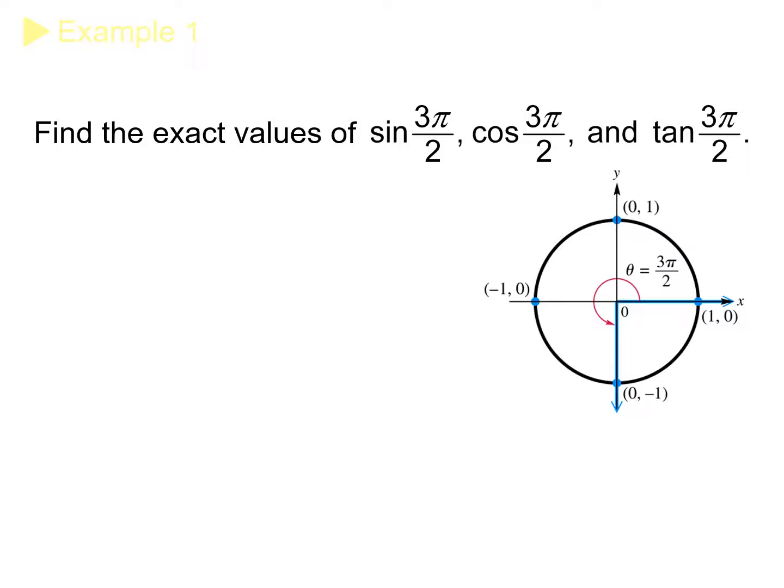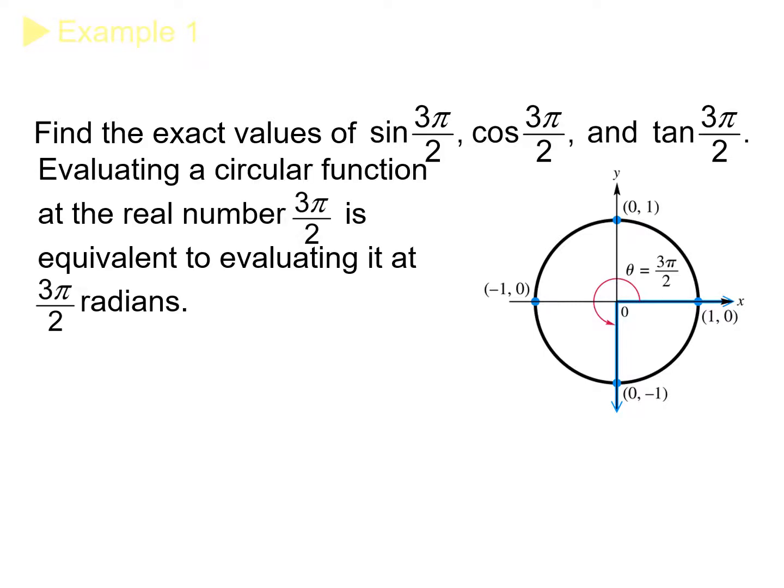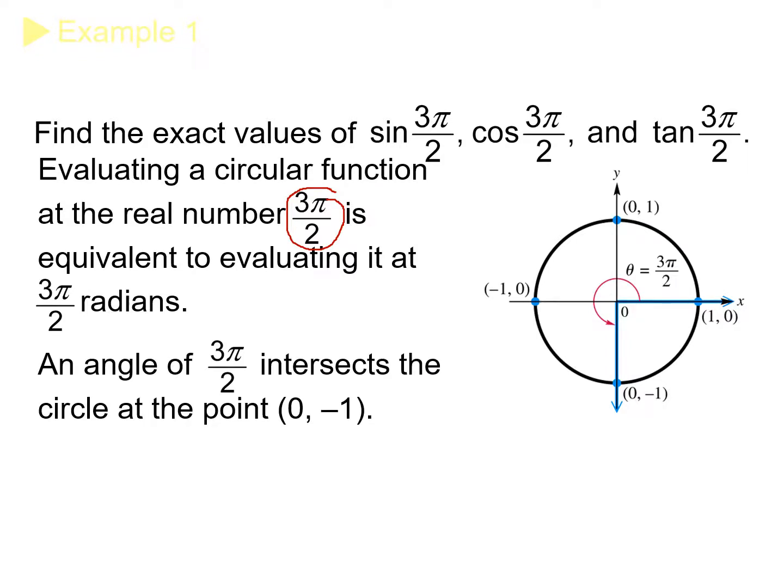If I wanted to find the exact value of sine of 3 pi over 2, cosine 3 pi over 2, and tan 3 pi over 2, I would evaluate the circular function at the real number 3 pi over 2. And that's the same thing as evaluating it at 3 pi over 2 radians. Now, at 3 pi over 2 radians, it intersects the unit circle at 0, negative 1. That's my x value, and that's my y value.